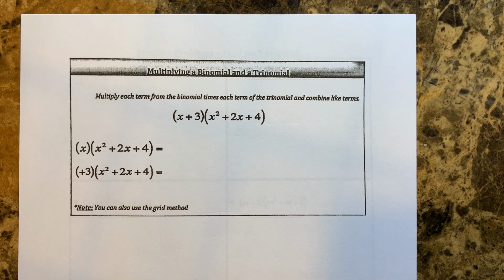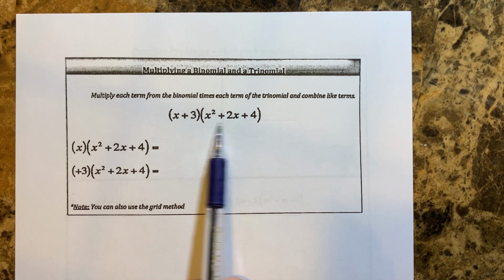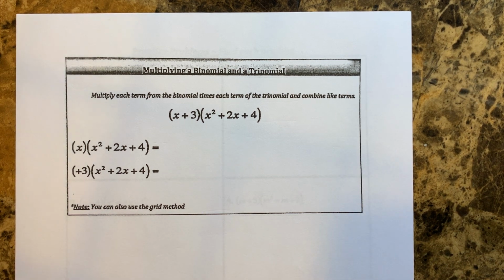Okay, so back to multiplying polynomials together. What if it's not a binomial times a binomial? What if it's a different type of nomial set, such as this one, a binomial times a trinomial? Well, the idea of FOIL or box method could still work for both of these, okay?